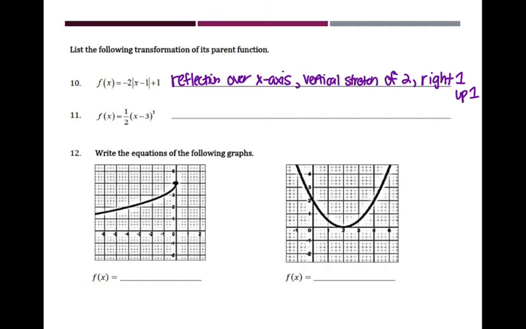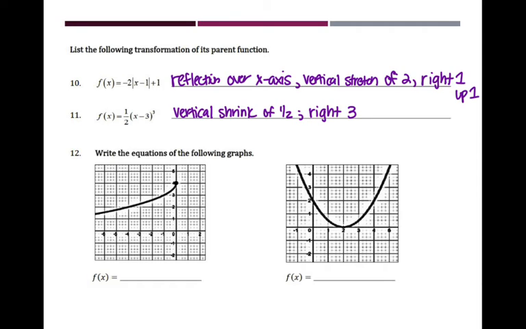For number 11, this 1/2 in the front is a vertical compression or a vertical shrink. Both of those mean the same thing, so a vertical shrink of 1/2. And that minus 3 on the inside means I move to the right 3 units.